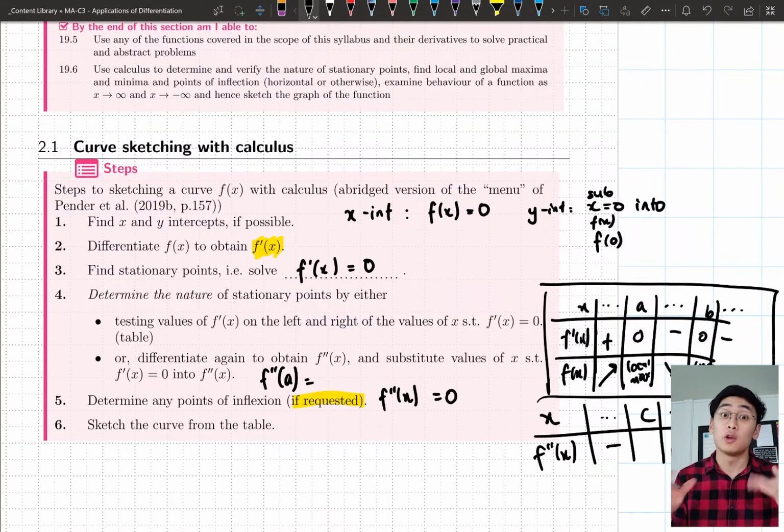And then using all of that, you want to sketch the curve, which is step 6. So that's how we put all of this stuff that we've been looking at over the last couple of lessons into a kind of formal way of solving these questions.